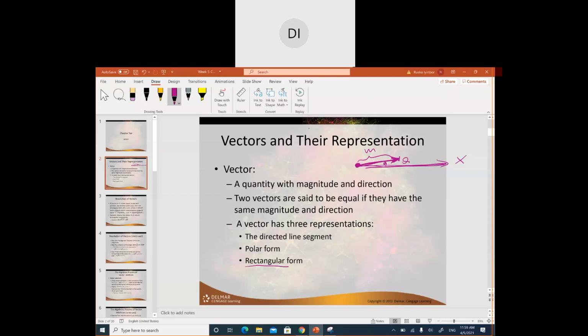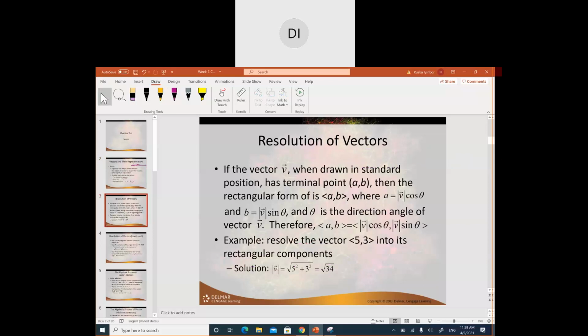So for the rectangular form of a vector, we're using A and B, and the polar form is r and the angle theta. Okay, we're going to go into more detail about that. So this is the notation of a vector. If you have v with a little arrow on top, it's a vector v, which is drawn in standard position. Standard position is when the beginning of the vector is at 0, 0. So that's what it's called, standard position.